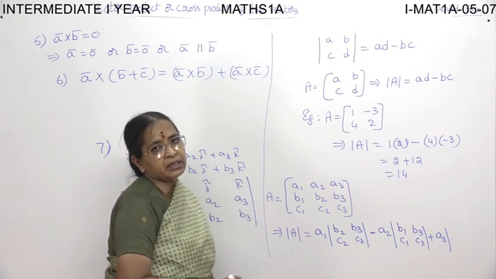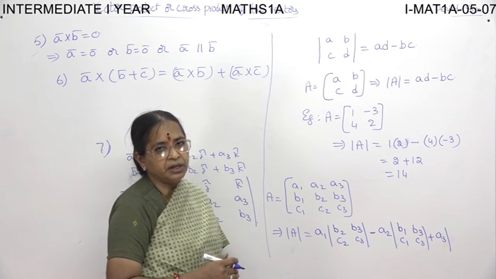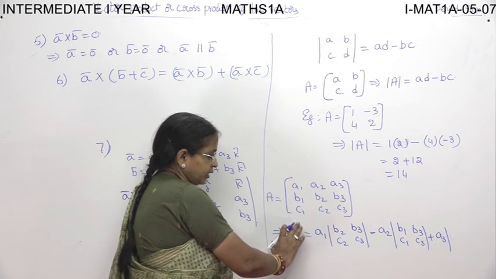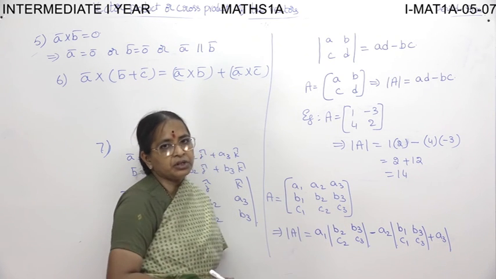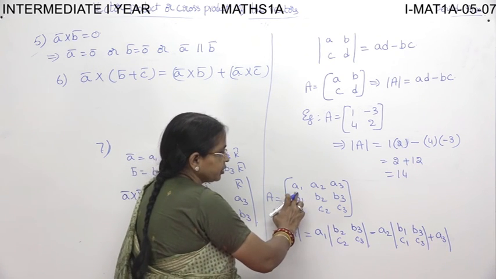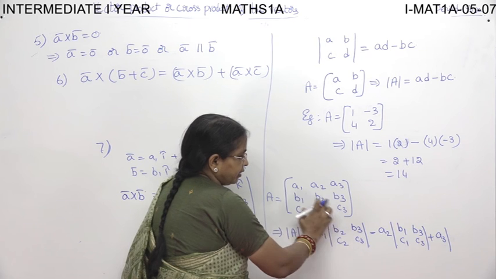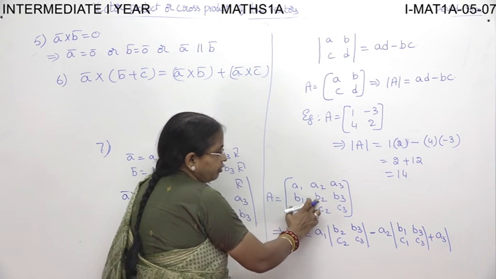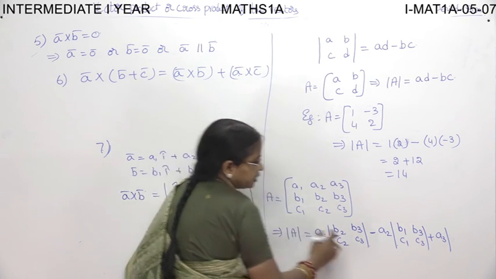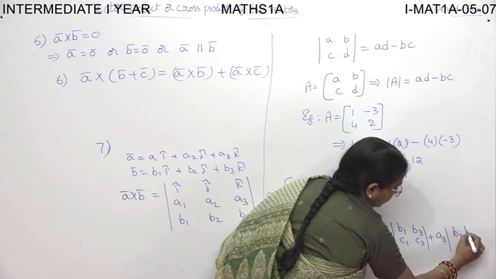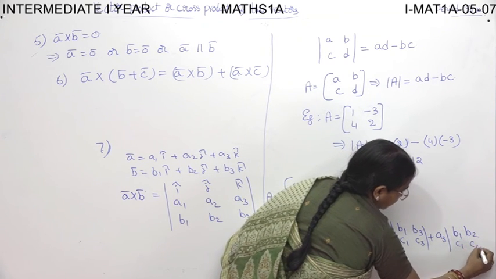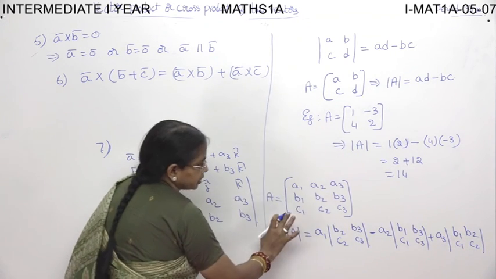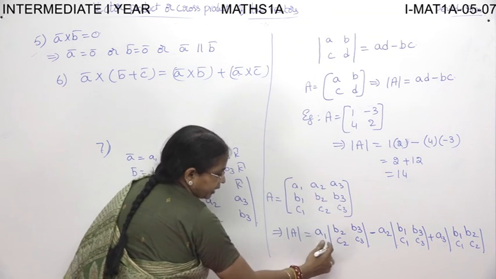Why is it like that? All those rules you will learn in the matrices chapter. For the time being, you just learn the procedure to find the determinant. So for A3, delete the row and column containing A3. Then you have B1, B2, C1, C2. So it is B1, B2, C1, C2. Like that. So now you just use this property and write the determinants.